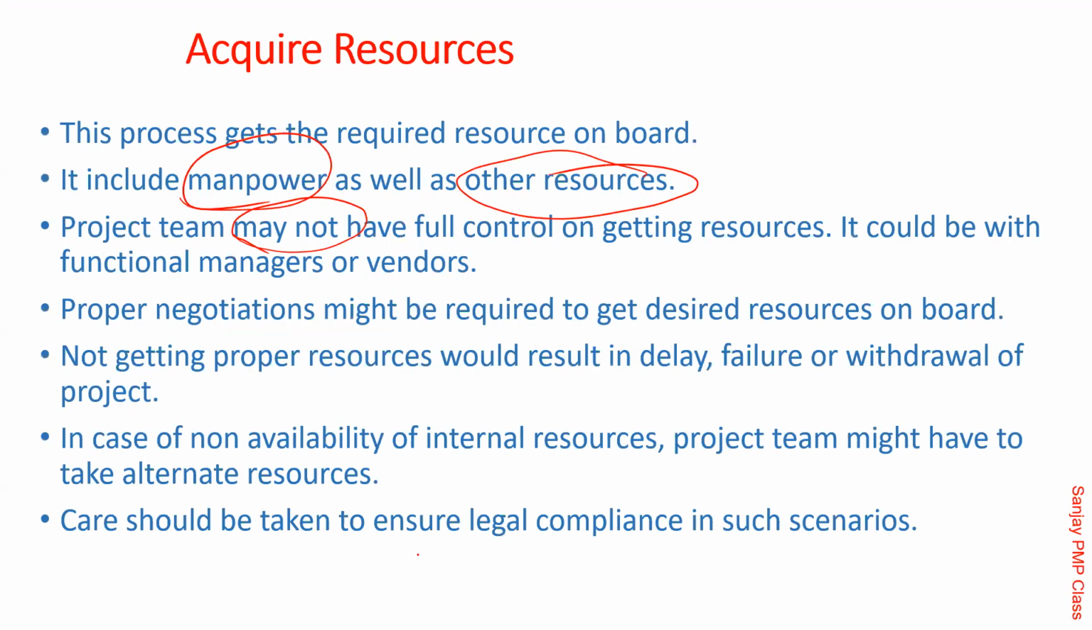Now, what they are trying to say is, if it is a functional organization, you need to do a proper negotiation to get the proper people, because he will try to give whoever is probably sitting on the bench for six months, give him to Abhishek. That would be his attitude, but you'll have to do a proper negotiation. If it is projectized, then it is okay.